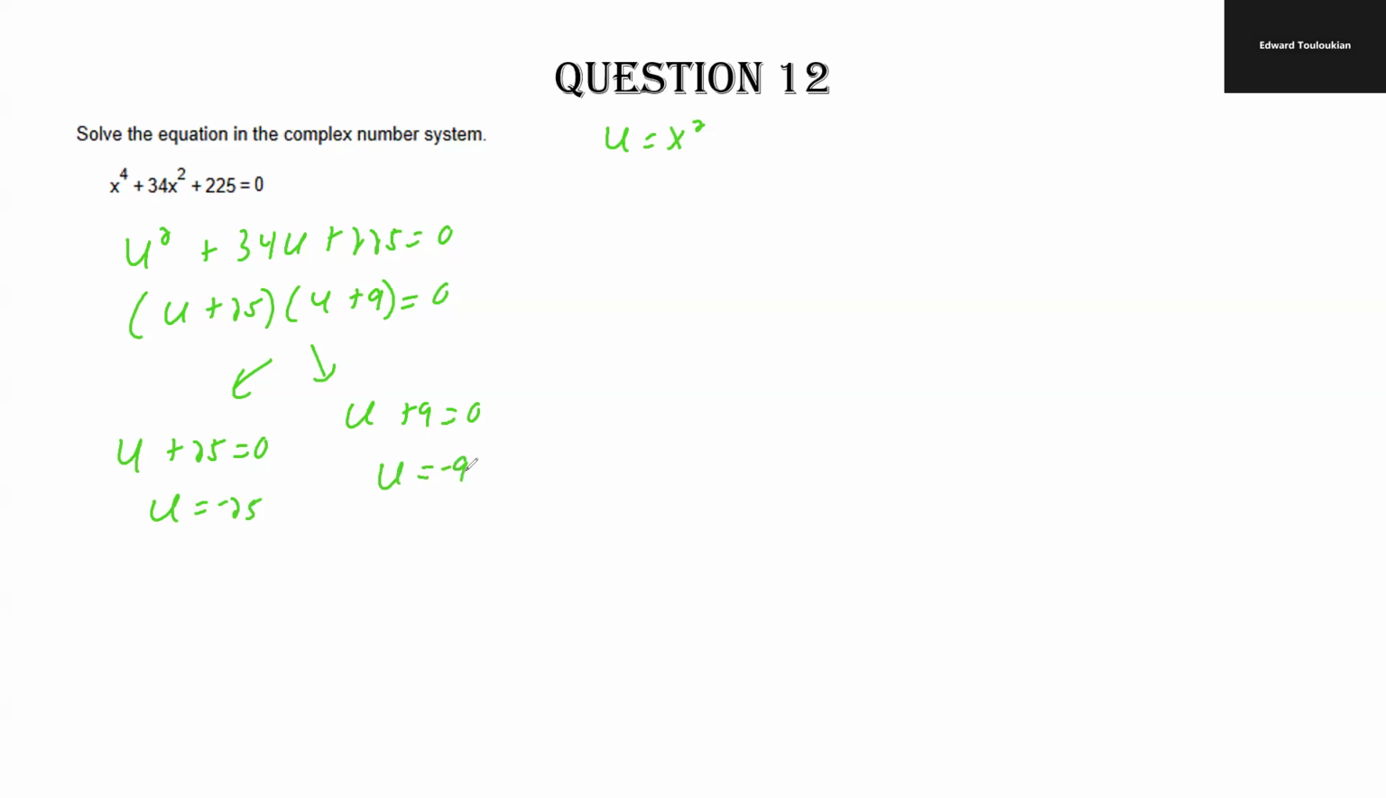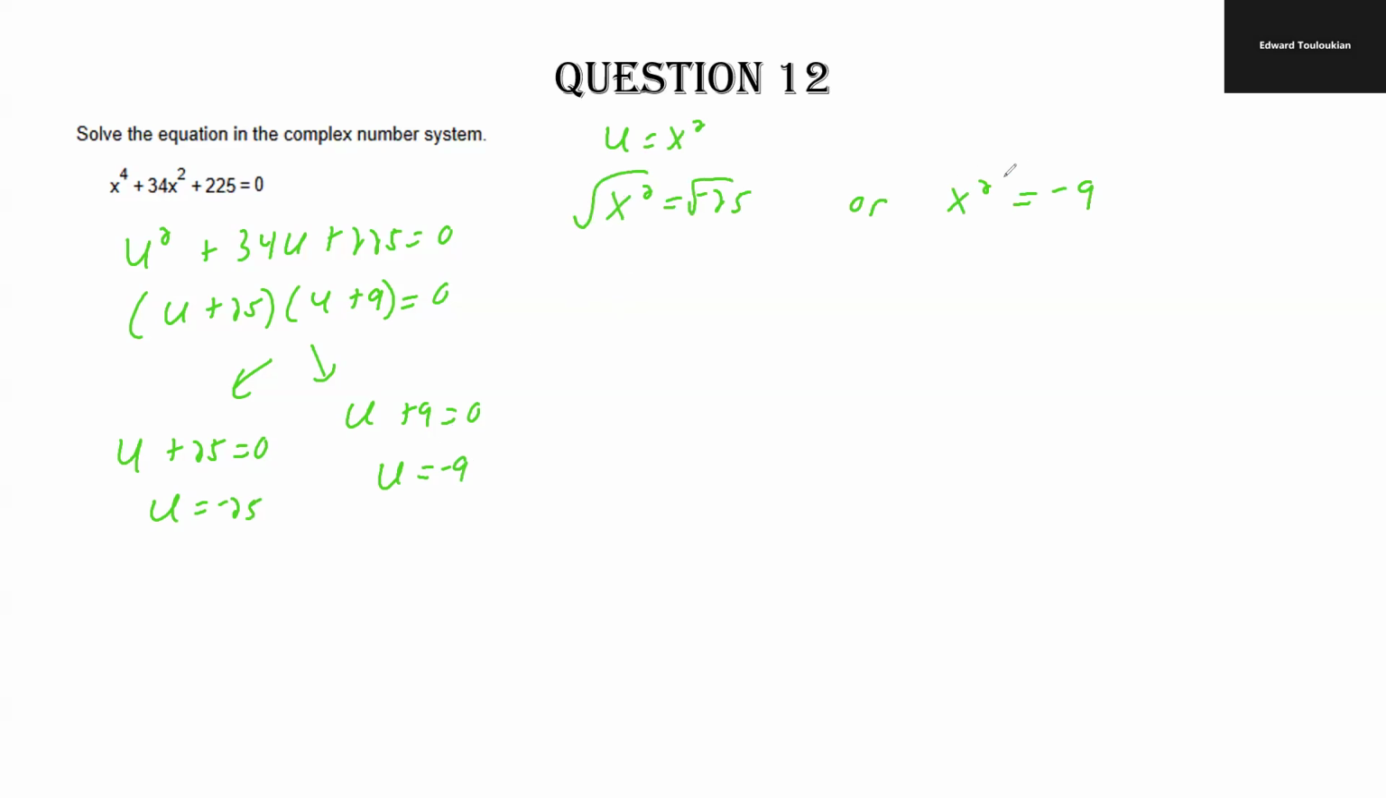Now here's where you want to make sure you don't stop. It's like, oh, look, I'm done. Because we're trying to solve for x, not for u. So now x squared equals u. So x squared equals negative 25 or x squared equals negative 9. We just replace u with x squared and solve this now.